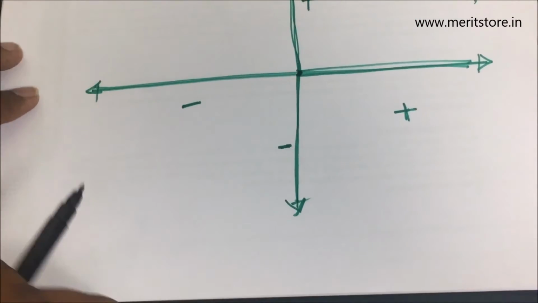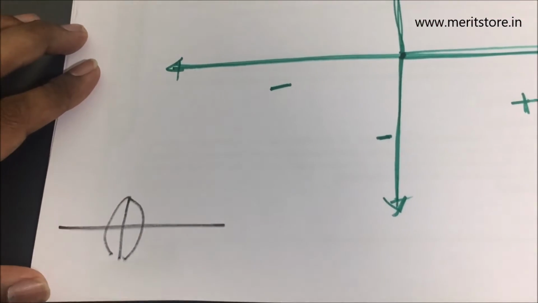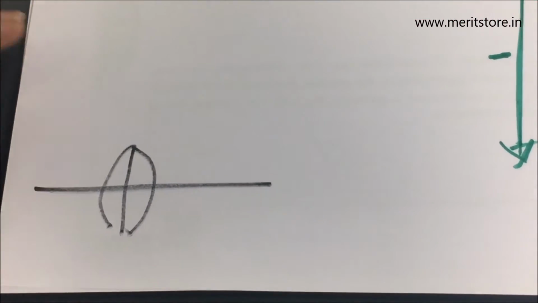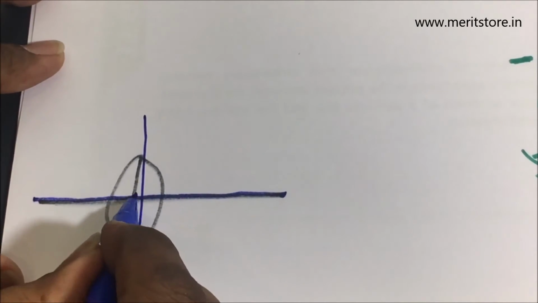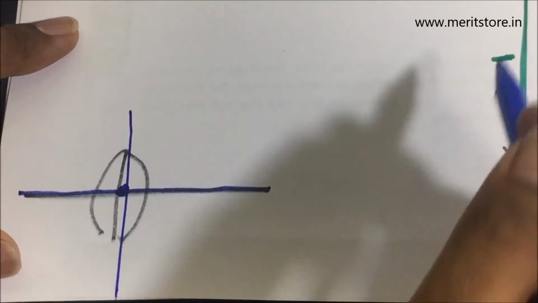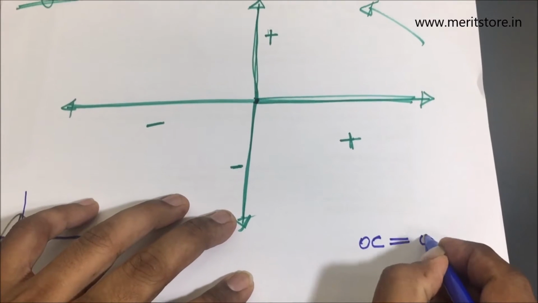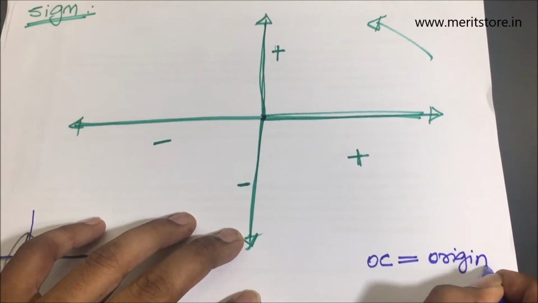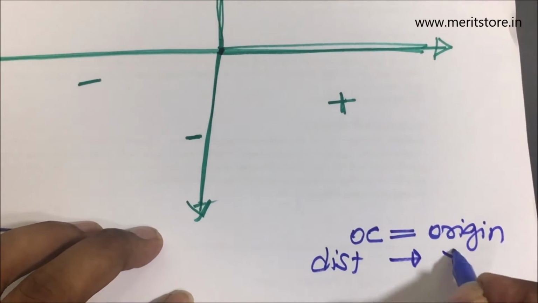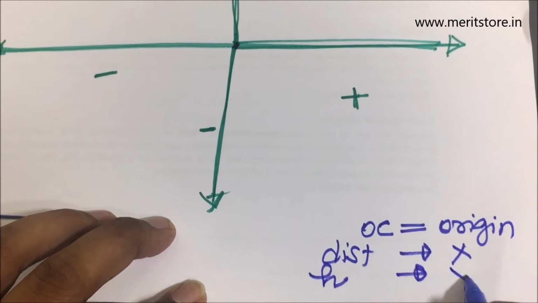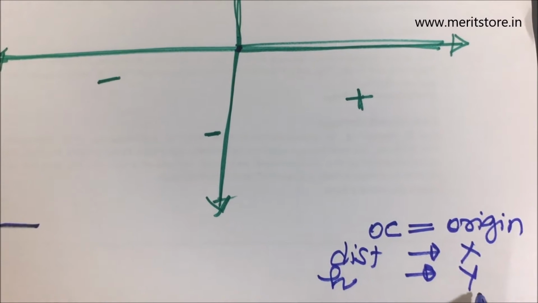Now whenever you look at things from the lens point of view, say this is the ray diagram that we've drawn of the lens. You will have to imagine that this is your x-axis and this is your y-axis, and the optical center is always the origin. You must also always remember that distance is measured on the x-axis, and height is measured on the y-axis.